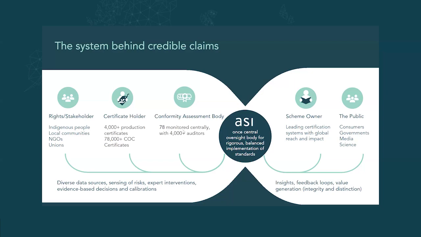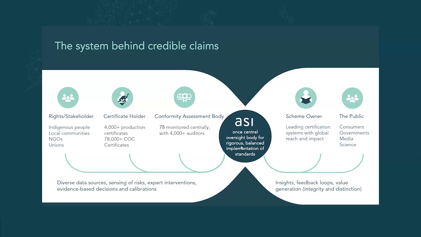Then a very important role in the whole ecosystem rests with rights holders, stakeholders. We also have a connection to them, sometimes reaching out to local communities, indigenous people, to see how they are doing in practice, whether they face any challenges or whether there is any intelligence, insights that we can use for our oversight. And the whole aim of ASI's operating model is to function as the central oversight body globally for the scheme owners to ensure a rigorous and balanced implementation of standards.